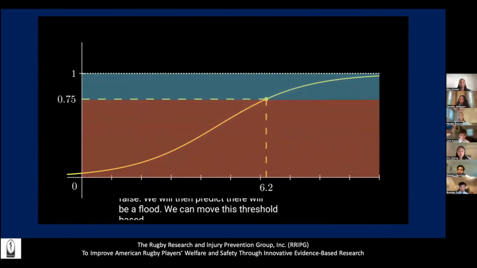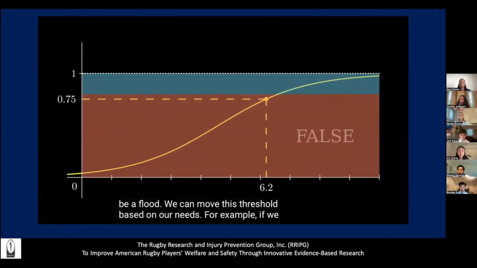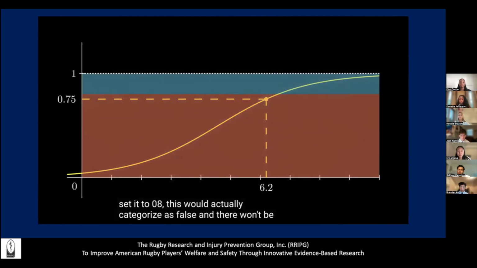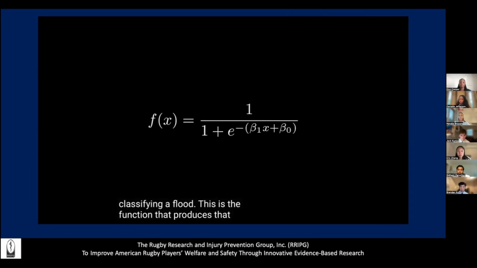We can move this threshold based on our needs. For example, if we set it to 0.8, this would actually categorize as false and there won't be a flood. We can also reduce it to say 0.2 and set a much lower barrier to classifying a flood. This is the function that produces that S-shaped curve.